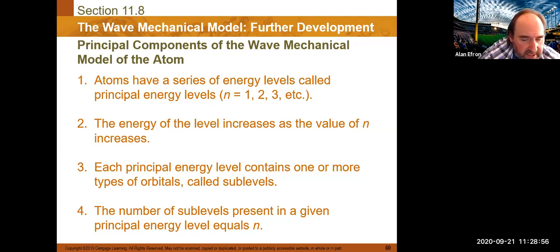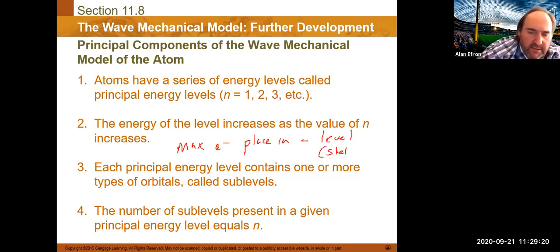The number of subshells present is given by the n number. So again, n equals 2, there are 2, and n equals 3, there are 3 different ones present. If you ever want to figure out quickly how many maximum electrons you can place in a level or a shell, there is a quick calculation: 2 times n squared, n being that principal quantum number.